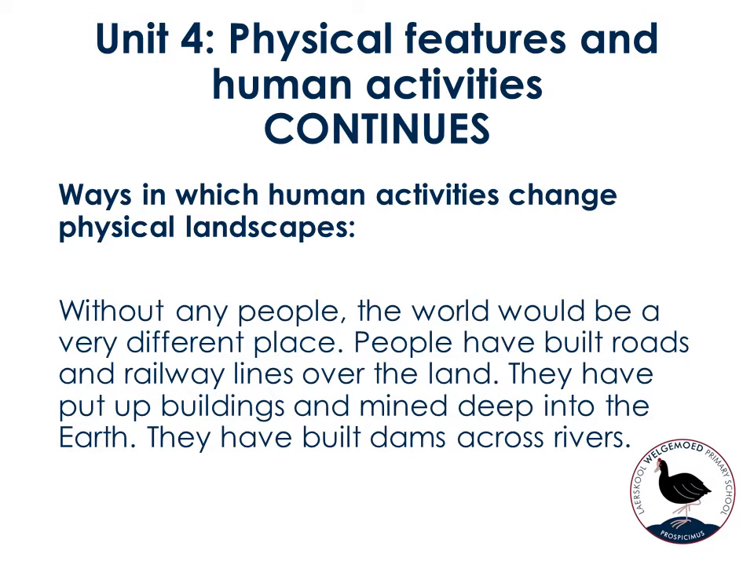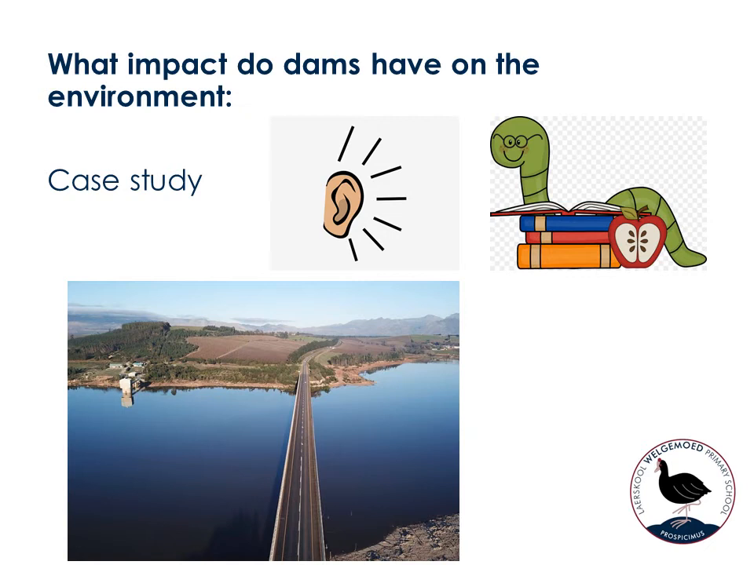People have built roads and railway lines over the land. They have put up buildings and mined deep into the earth. They have built dams across rivers. Today's focus is going to be: what impact do dams have on the environment?